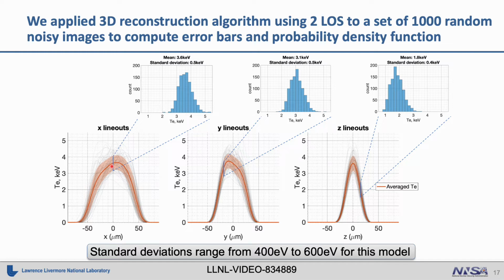And in particular, we have chosen 3 voxels here to present the histogram of our TE measurement, which is an approximation to the probability density function. And in this particular case, we observed that the standard deviation ranges from 400 to 600 eV.